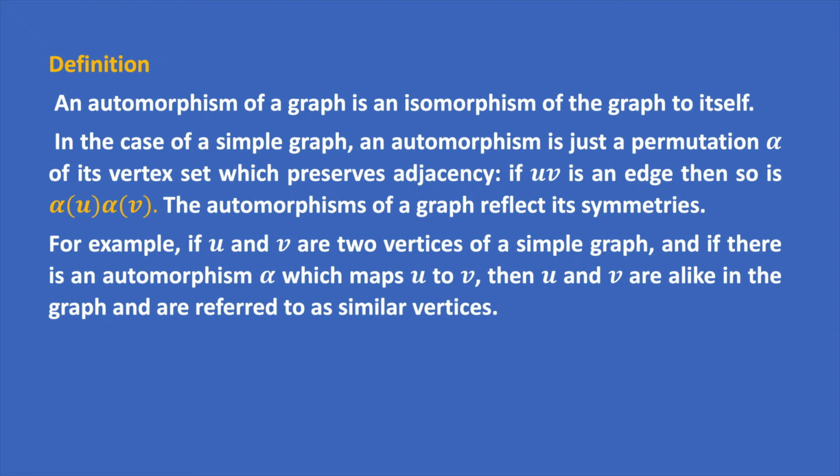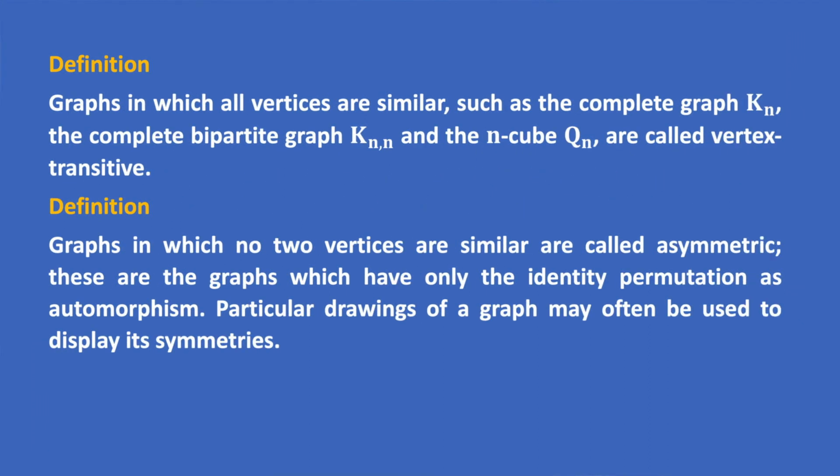The automorphisms of a graph reflect its symmetries. For example, if u and v are two vertices of a simple graph, and if there is an automorphism alpha which maps u to v, then u and v are alike in the graph and are referred to as similar vertices. The next definition is about similar vertices.